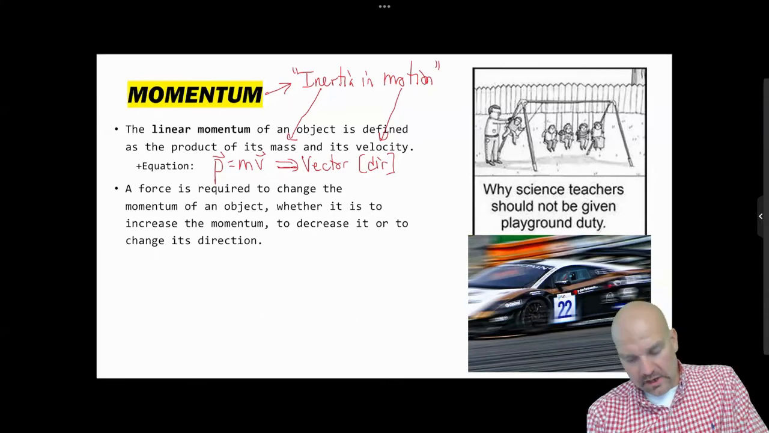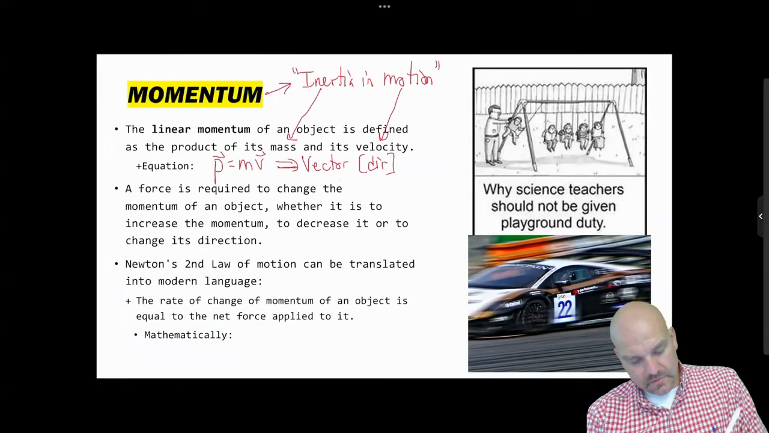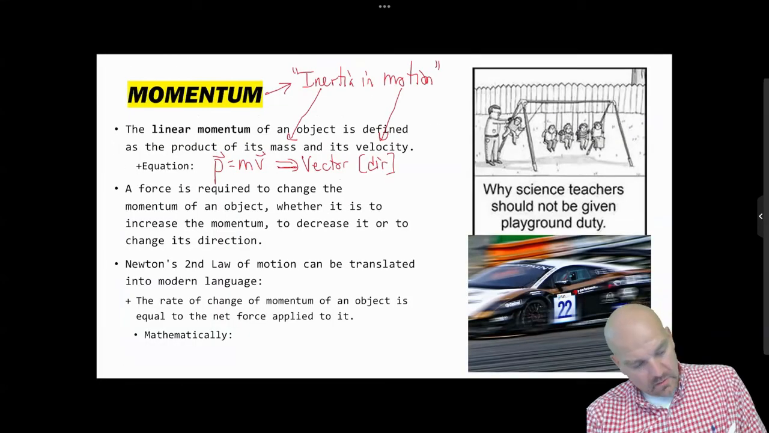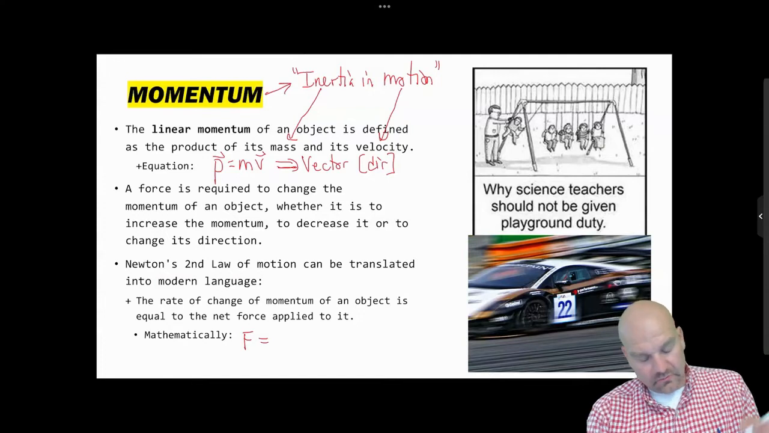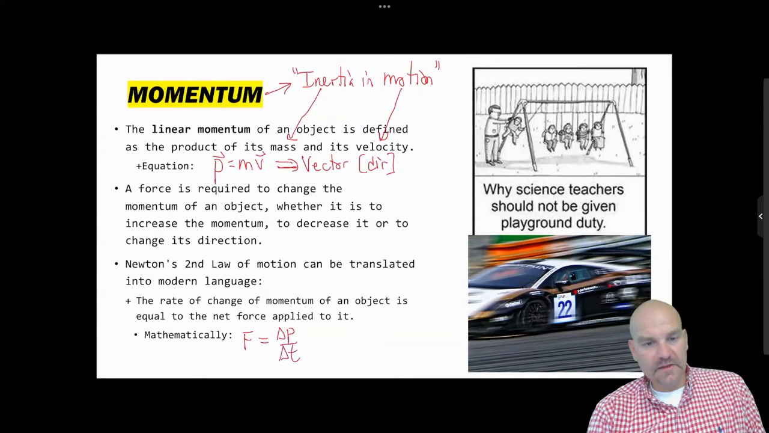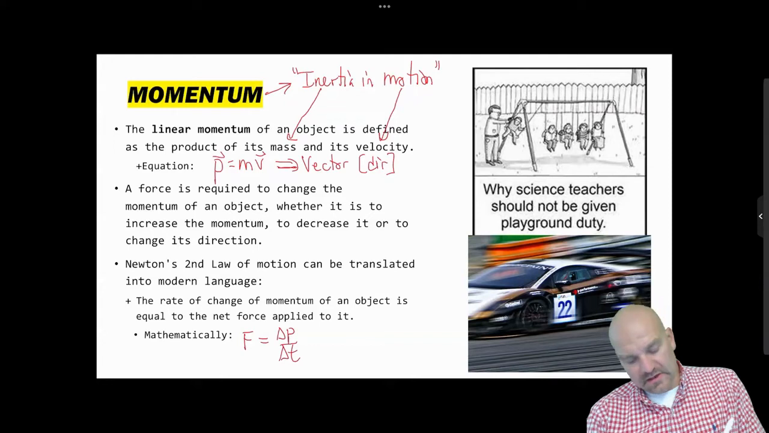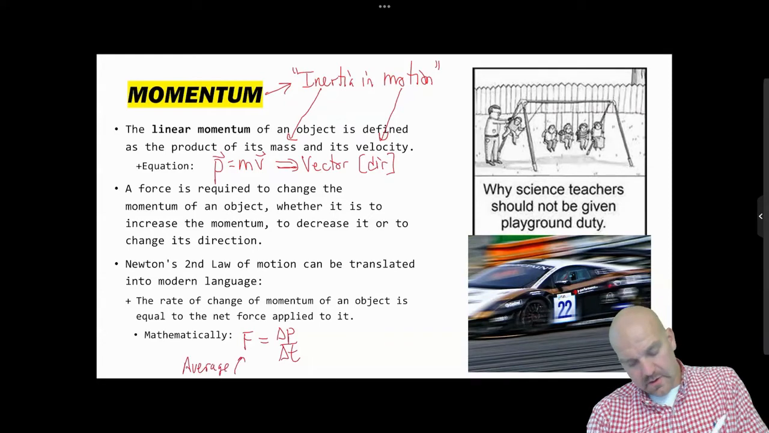So the way you can think about it, apologize for that, is that the rate of change of momentum is the force applied to it. So we're going to say F equals delta P over delta T. Now, this is specifically for average force.